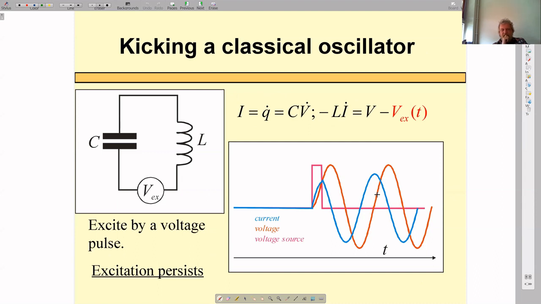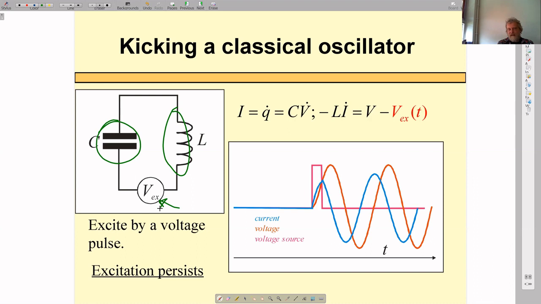Let me start with classical physics. It is specific for oscillators that classical physics is very similar to quantum. One can be readily mapped onto the other. Let us see explicitly. Let me first understand what happens when you excite an oscillator. So I've made an oscillator from capacitance and inductance, and I also add a voltage source to excite it.